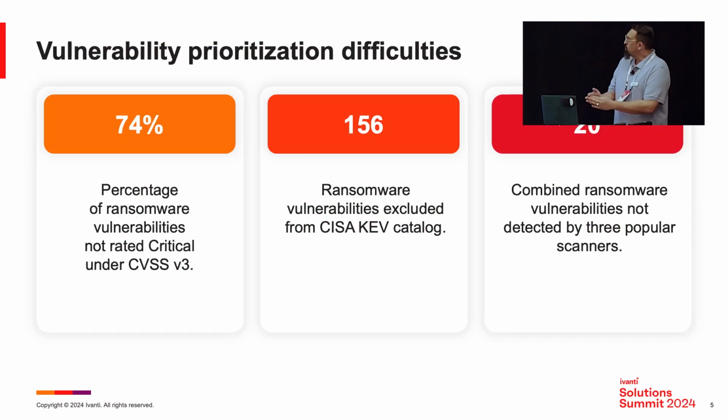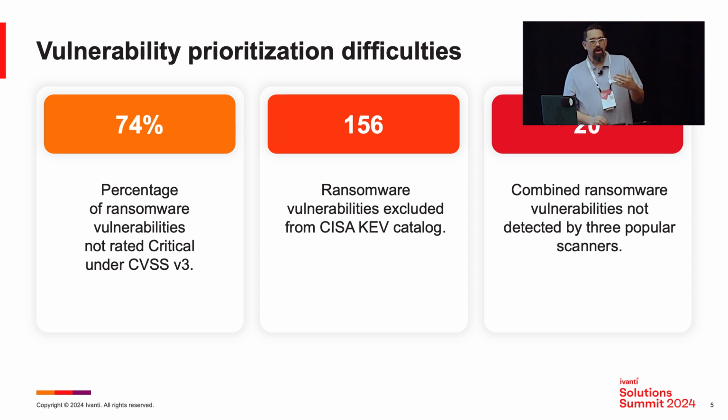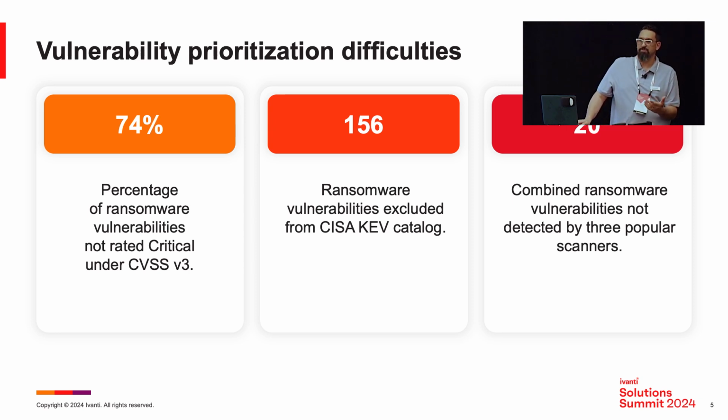One of the things is we have to prioritize those vulnerabilities, and that's often a difficult problem. 74% of the ransomware vulnerabilities are not typically rated as critical based on the CVSS 3.0 standard. Of those, 156 are not included on the CISA KEV. Is everybody familiar with CISA KEV? I would assume so.